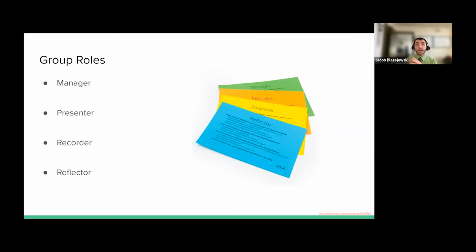But then after that, I would probably let students choose whichever group role they're most comfortable with. That way groups feel like, okay, I know I'm good at this, so we can focus on our learning, if that makes sense.